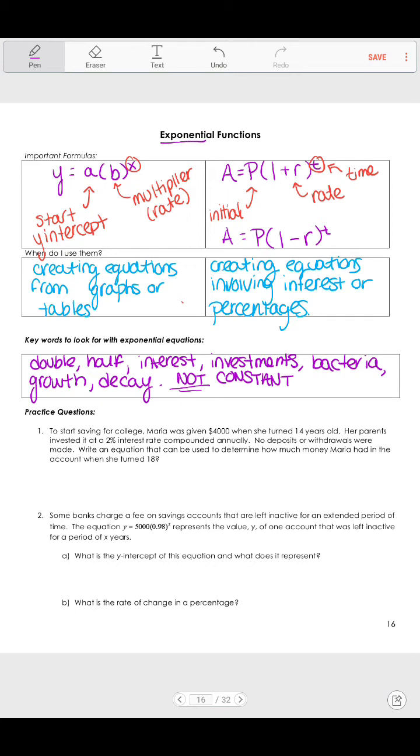Okay, so practice question number 1. To start saving for college, Maria was given $4,000 when she turned 14 years old. Her parents invested it at a 2% interest rate, compounded annually. No deposits or withdrawals were made. Write an equation that can be used to determine how much money Maria had in the account when she turned 18. Okay, so I'm going to cross off my other stuff.